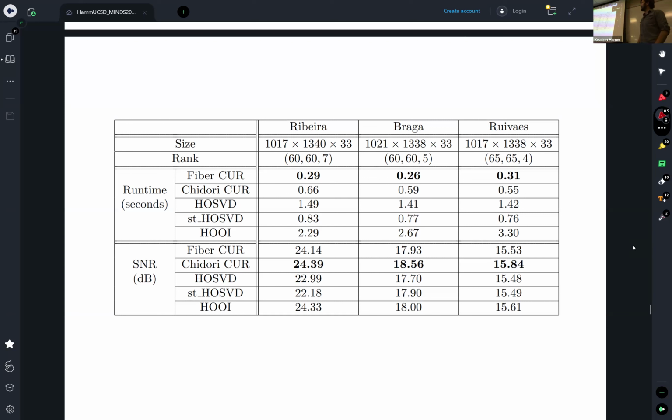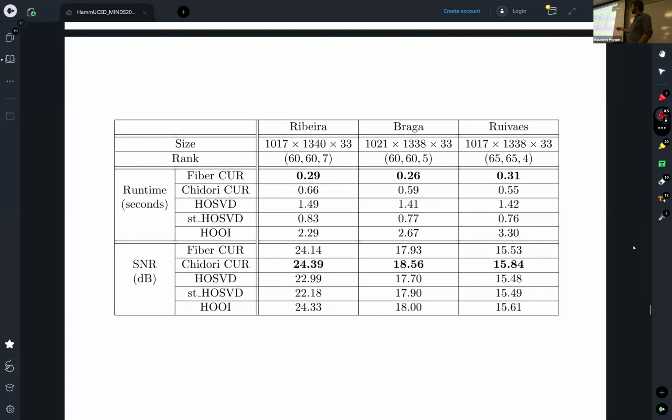And runtime wise, the upshot is these are screaming fast, because all I'm doing is uniformly sampling fibers, and there's really not much to do there. So of course, it's very competitive in time with the HOSVD or even some other faster variants of HOSVDs. That's no surprise, but just to show you. But then if we do a little bit of oversampling, and signal to noise ratio wise, the larger numbers are better here.